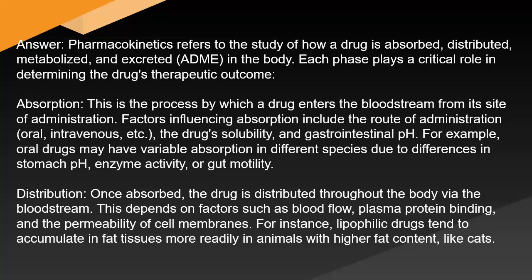For example, oral drugs may have variable absorption in different species due to differences in stomach pH, enzyme activity, or gut motility. Distribution: once absorbed, the drug is distributed throughout the body via the bloodstream. This depends on factors such as blood flow, plasma protein binding, and the permeability of cell membranes. For instance, lipophilic drugs tend to accumulate in fat tissues more readily in animals with higher fat content like cats.